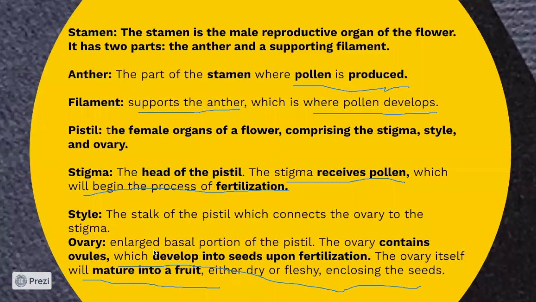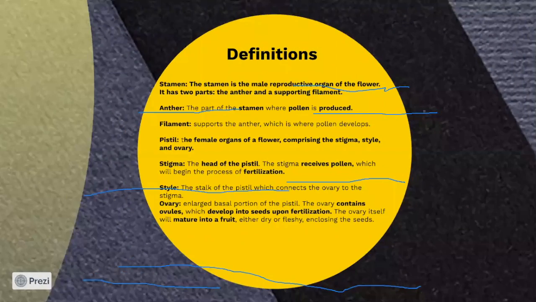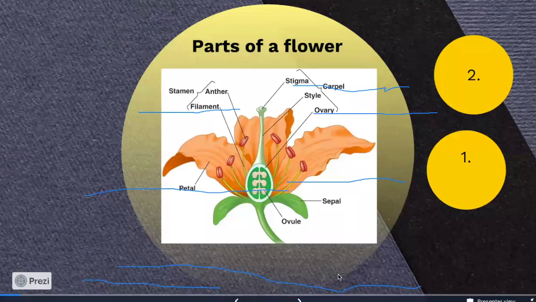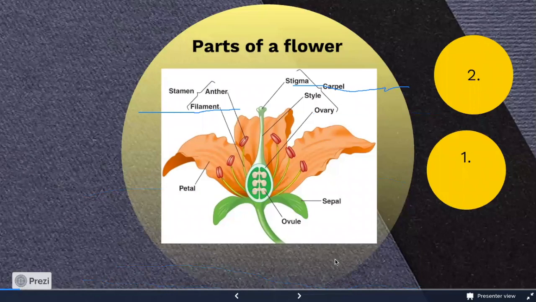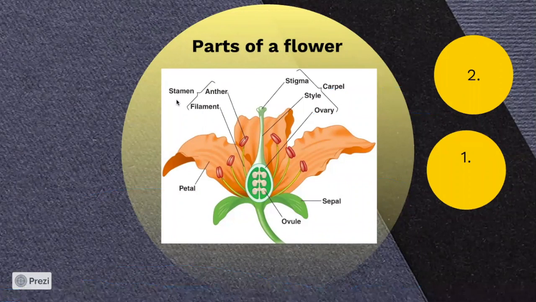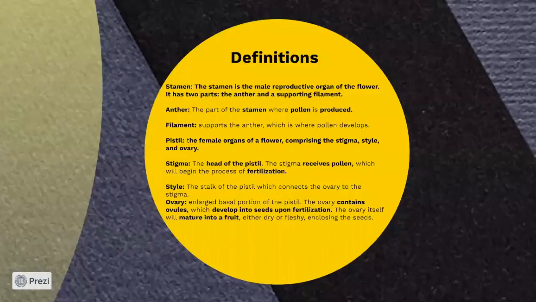So let's go back and look at that. Let me get rid of all the annotations. Okay. Male part of the flower: anther, filament. Female part: ovary, stigma, style. Beautiful. All right, let's go. Ready? Next part.